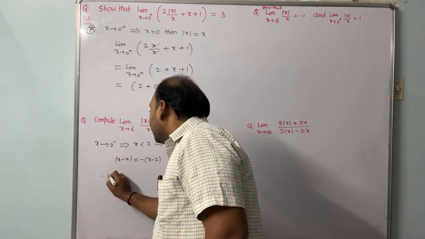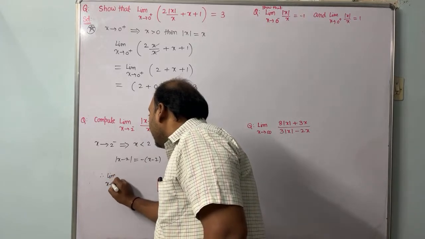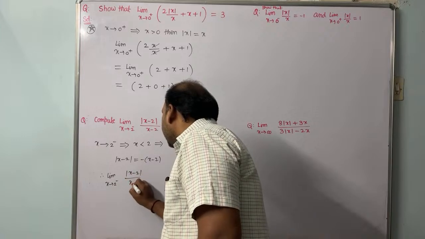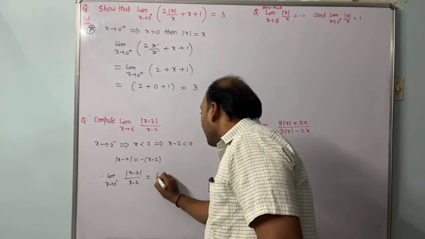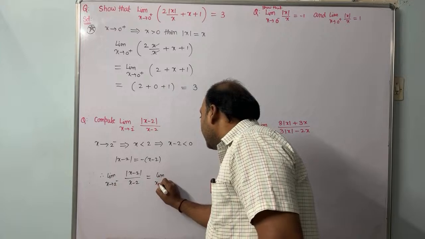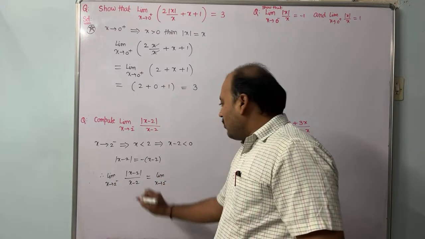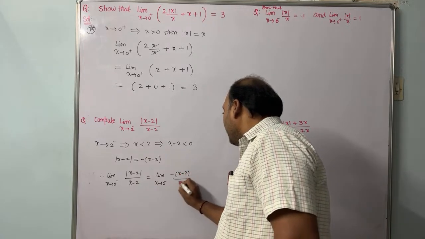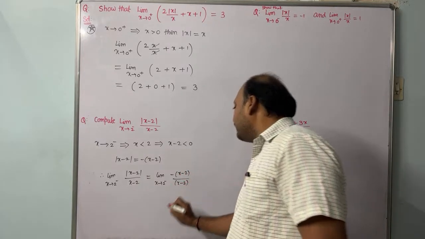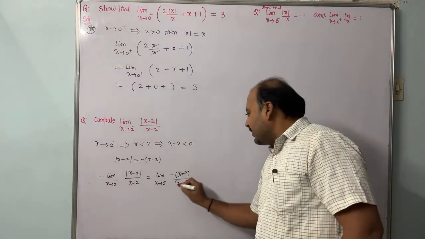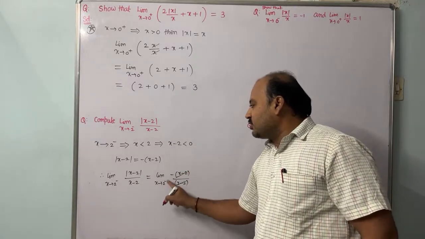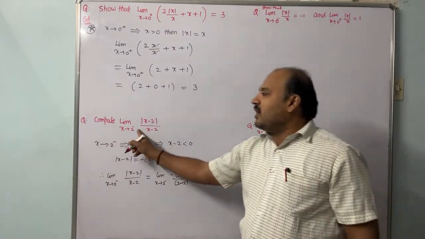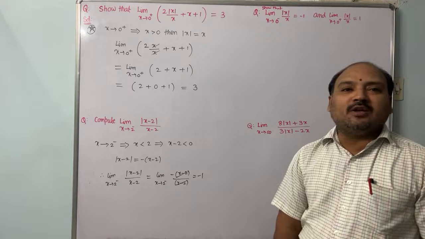Therefore the given limit, x tends to 2 minus of mod x minus 2 divided by x minus 2, is equal to limit x tends to 2 minus of minus of x minus 2 divided by x minus 2. So x minus 2 gets cancelled. Limit x tends to 2 minus of 1 equal to minus 1. Therefore this value is minus 1.